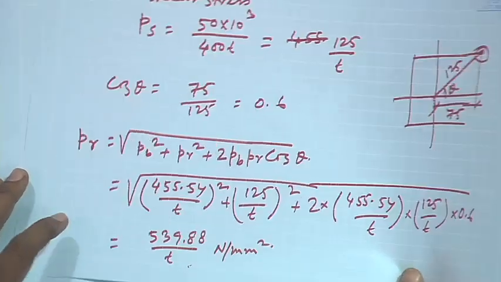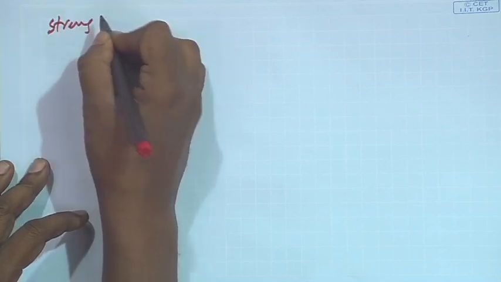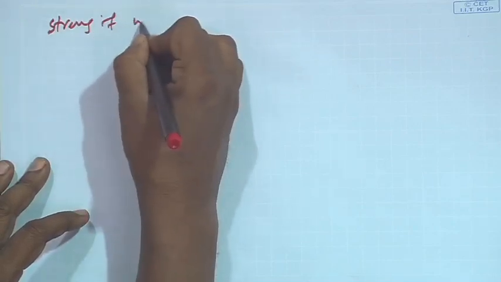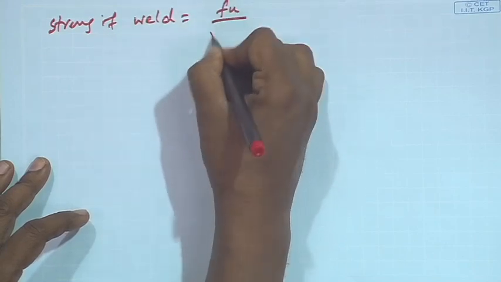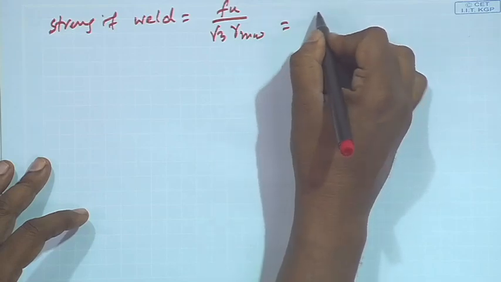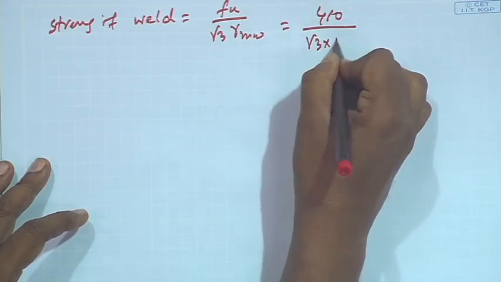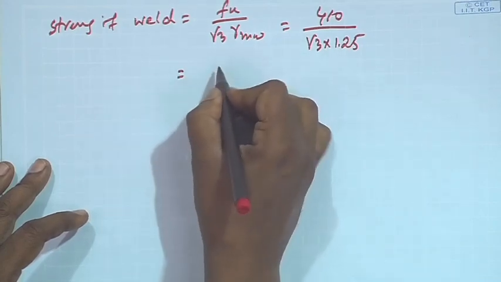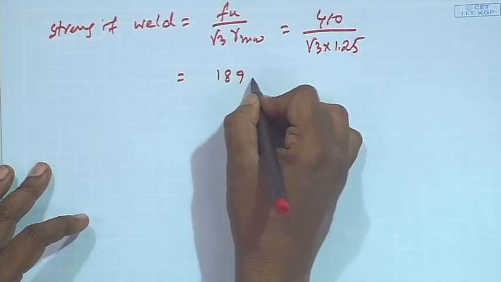Now, this resultant stress has to be less than the weld strength. Now, strength of weld I can find out. Strength of weld depends on the weld material, and whether it is shop weld or at site; depending on that, gamma MW can be used. So, if we assume shop weld, then strength of weld we can find out as Fu by root 3 gamma MW. If we put the value, it will be root 3 into 1.25. So, that is becoming 189.37 MPa.